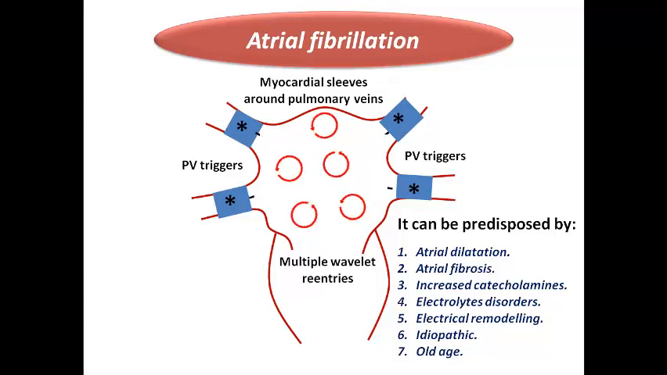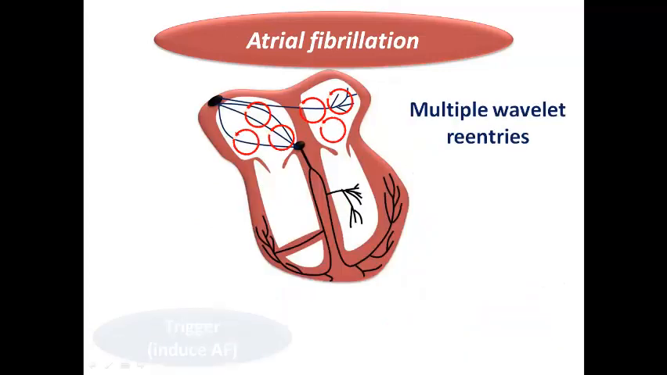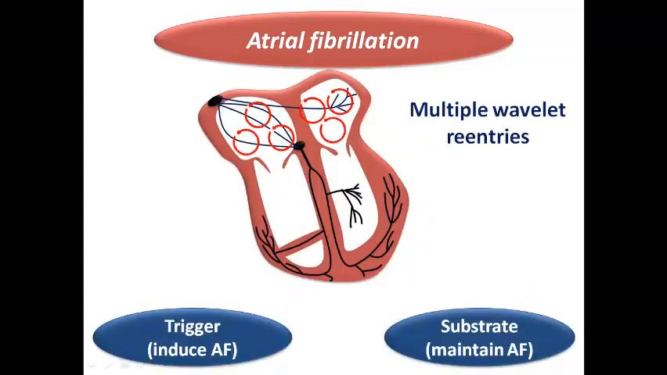Increased catecholamines, like occurs in sympathetic overactivity, like occurs in thyrotoxicosis, like occurs in stressful situations, all of this can predispose to atrial fibrillation. Electrolyte disorders, of course, can be a factor, as can electrical remodeling and old age, and sometimes it may be idiopathic. So we have this theory, multiple wavelet re-entries, and this theory depends on presence of two factors in order to trigger atrial fibrillation. We need a trigger which induces atrial fibrillation.